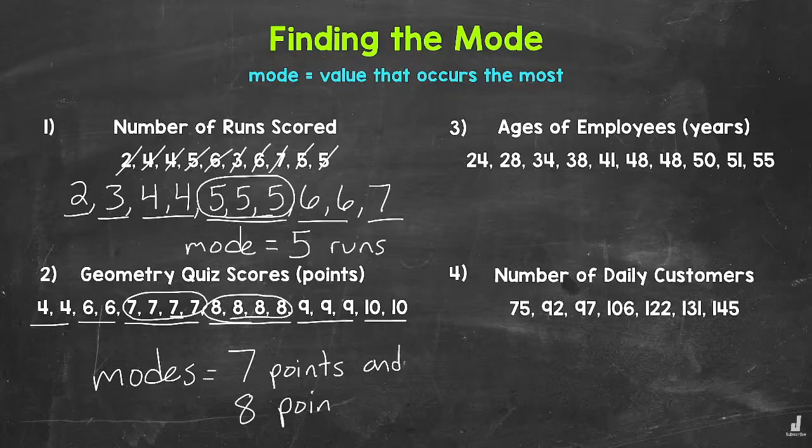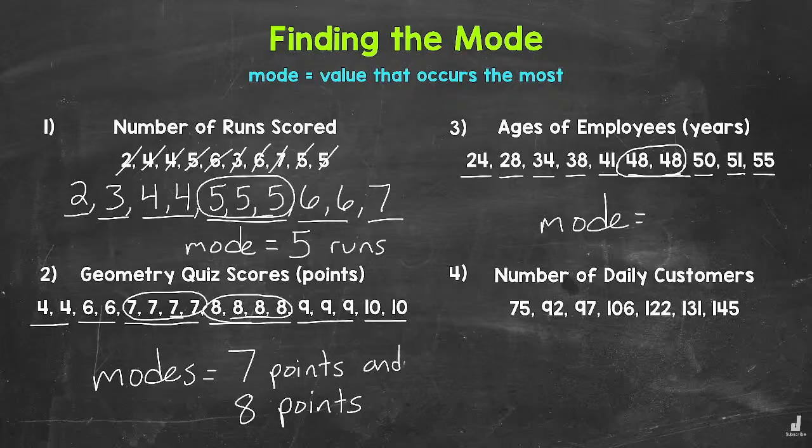Let's move on to number 3, where we have the ages of employees at a business. Let's find the mode. 24 occurred once, 28 once, 34 once, 38 once, 41 once, 48 twice, 50 once, 51 once, and 55 once. So 48 years old occurred twice, which was the most. So that is our mode.